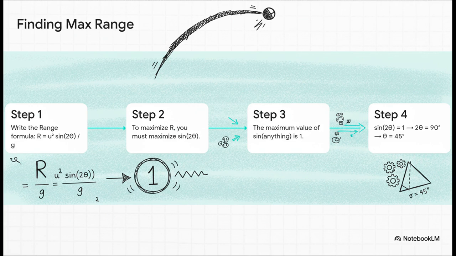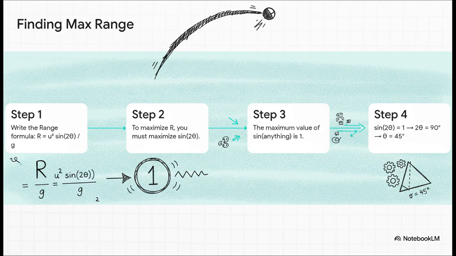Now, since u and g are just constants, the only thing we can change is the sine of 2 theta part. So to maximize r, we have to maximize sine of 2 theta. What's the biggest value a sine function can ever be? It's 1, right? So we just set sine 2 theta equal to 1. And that means 2 theta must be 90 degrees, which gives us our final answer, theta equals 45 degrees.